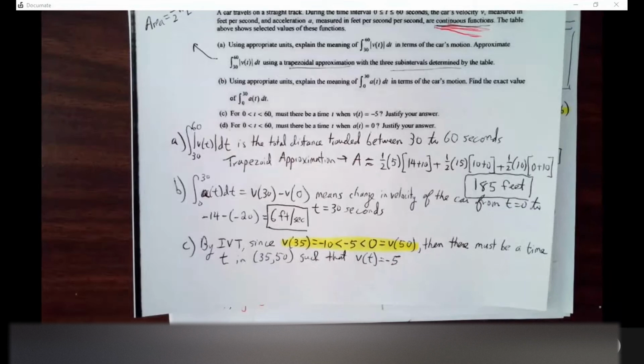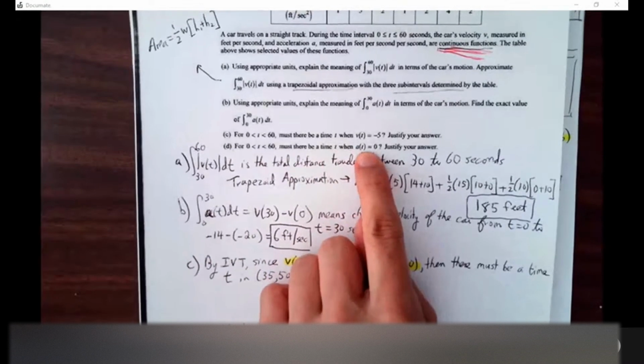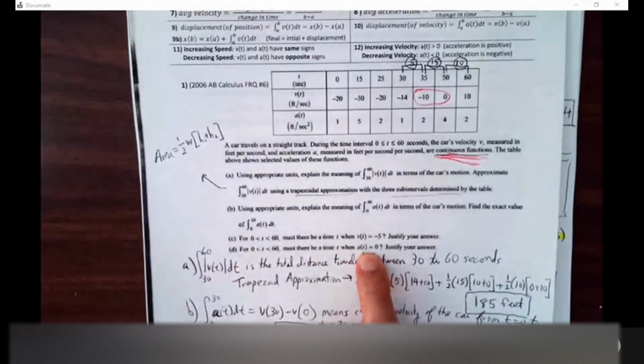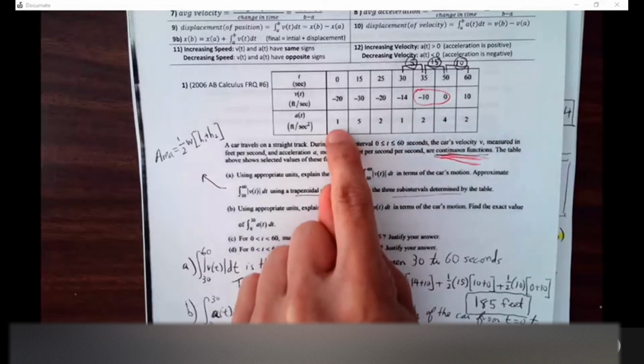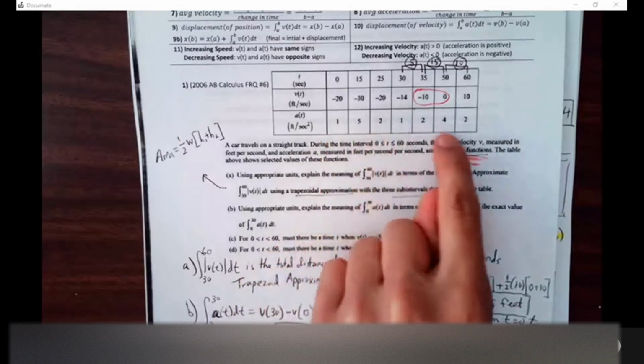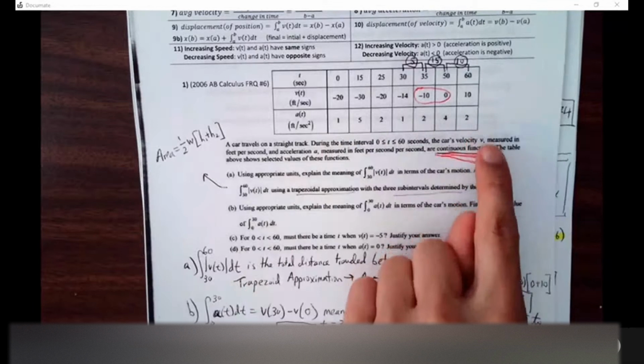Okay, any questions there with part C? All right, last part here. Between 0 and 60, is there a time such that acceleration is 0? I think the first instinct is you look at the acceleration table and say, well, I don't see any negatives or any zeros, so I can't use IVT. So it looks like I can't guarantee that acceleration being 0.